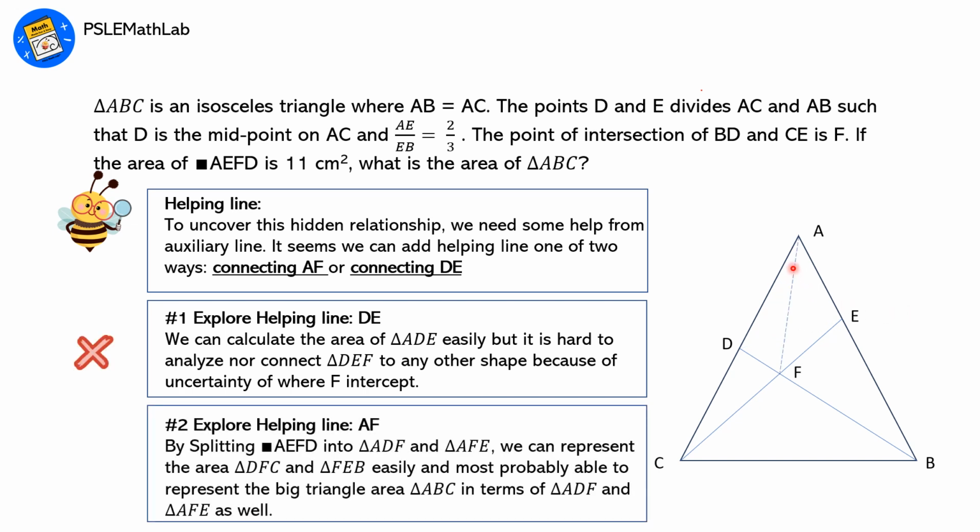So next, why don't we try the helping line AF? Well, when we draw AF, we split the irregular shape into ADF and AFE. Since D is in the middle, the two areas ADC... ADF and CDF are the same. Same goes with area AFE. Since AE and EB have a ratio of 2 versus 3, we can calculate and relate these areas as well. So most likely we will be able to represent the big triangle ABC in terms of these two smaller triangles. So it's worth a try.